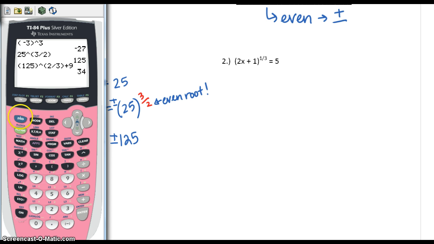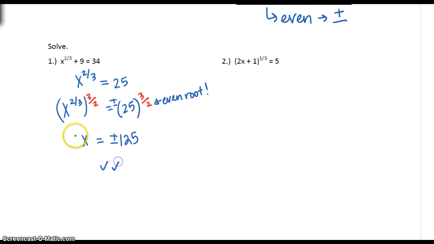So now I'm going to do the same thing, except I'm going to put my negative 125 in instead of positive 125. So I'm going to go over here. I'm going to insert a negative. Boom, 34 again. So both of those work. They both check. I'll put 2 checks there as if I checked it. All right, and they both work. I'm telling you right now, sometimes they're not going to work, so always check your answer. You don't want to miss the problem.